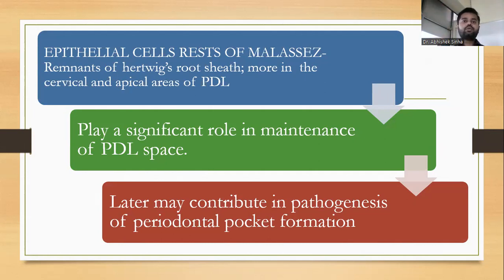You know, there's the lamina dura. We'll be speaking about lamina dura in more detail when I'll be teaching on alveolar bone. But just remember that you have something called the lamina dura, and then you have root cementum. Between those, there is a commonly found space, that is your PDL space. So maintenance of the PDL space is because of the epithelial cell rests of Malassez. And they may later contribute to the pathogenesis of periodontal pocket formation also.